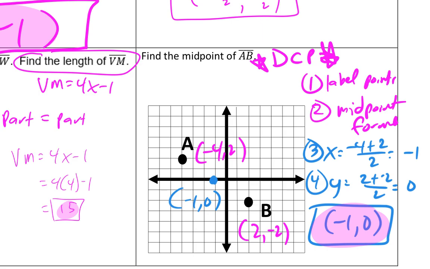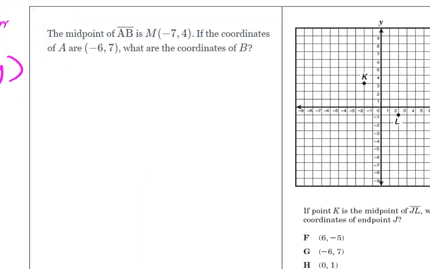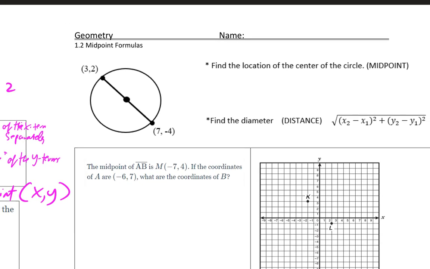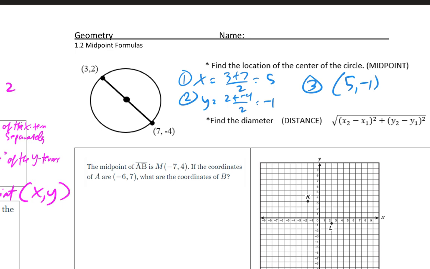So let's go ahead and apply that into some knowledge that we talked about last time and to the next level. It says find the location of the center of the circle, the midpoint. We're going to use the midpoint formula. The first thing we're going to do is find the middle of the x's. 3 plus 7 divided by 2 gives us 5. The y's: 2 plus negative 4 divided by 2 gives us negative 1. So that would mean our center is 5 comma negative 1.